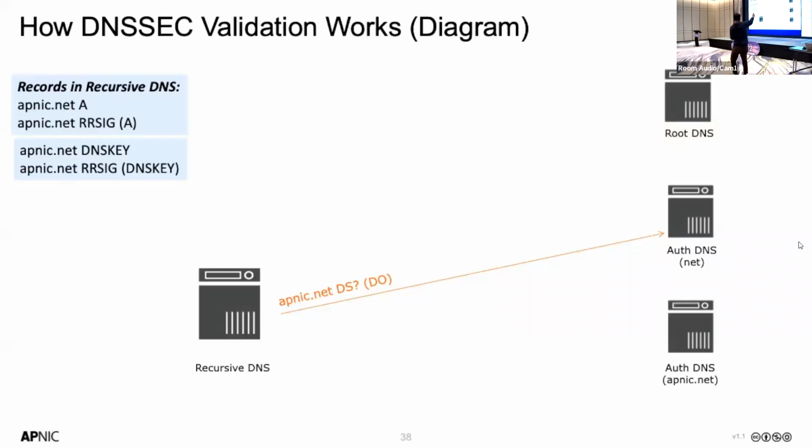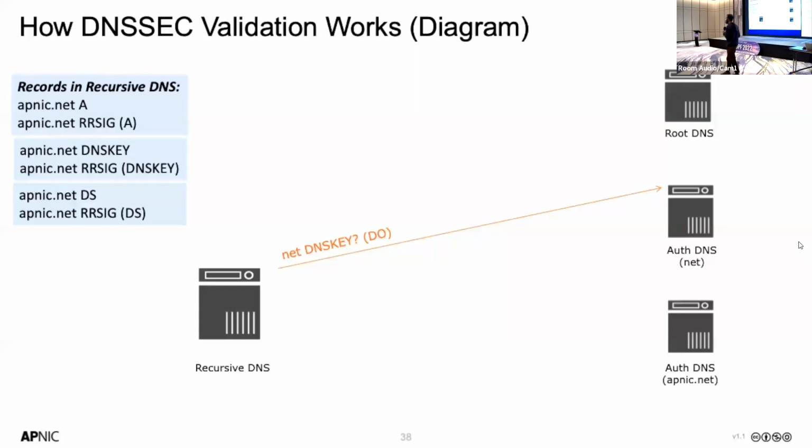So the DS is asked of the parent. In our case, it's .NET. So the recursive resolver gets the answer for the DS along with its signature. Now this signature is actually created by the parent with its keys, with its zone signing key, or ZSK. And after that, it asks for the key of the parent to see how the parent used its key to sign that, whether it's valid or not. So the validation is going from the child zone to the parent zone now.